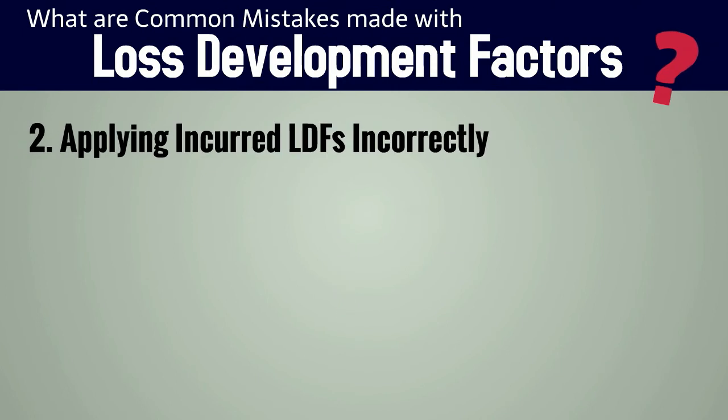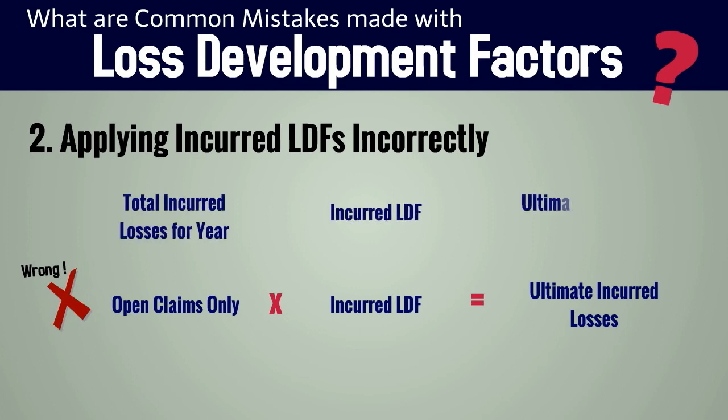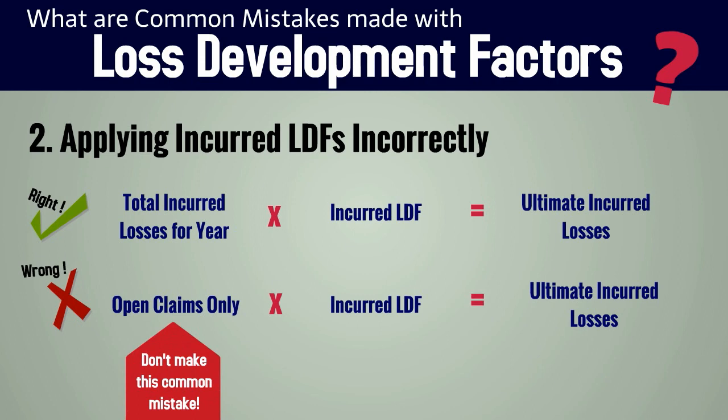Second, applying incurred loss development factors incorrectly. A common mistake is applying an incurred loss development factor to only the open case reserves or a few selected open claims. Incurred loss development factors are calculated based on the total accident year experience and how this experience develops over different evaluations for several accident years. The factors, therefore, should be applied to the total incurred losses, which is paid plus reserves. So be sure you don't make this common mistake.